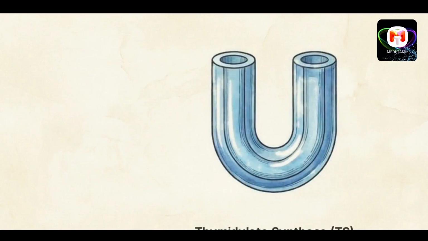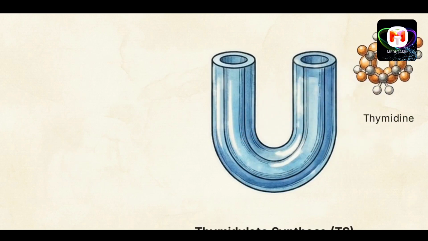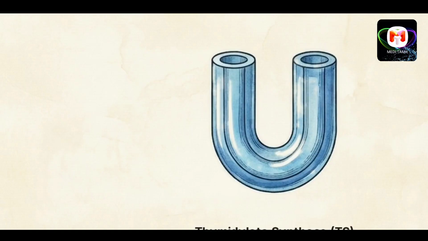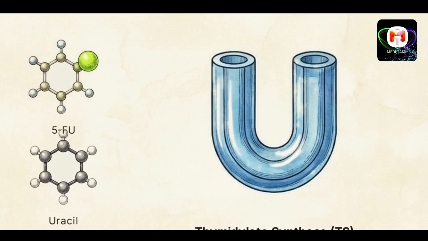In this abstract representation, we see thymidylate synthase, or TS. TS is the specialized manufacturing enzyme responsible for chemically converting uracil-based precursors into that essential thymidine. Without the TS enzyme functioning, thymidine production stops.